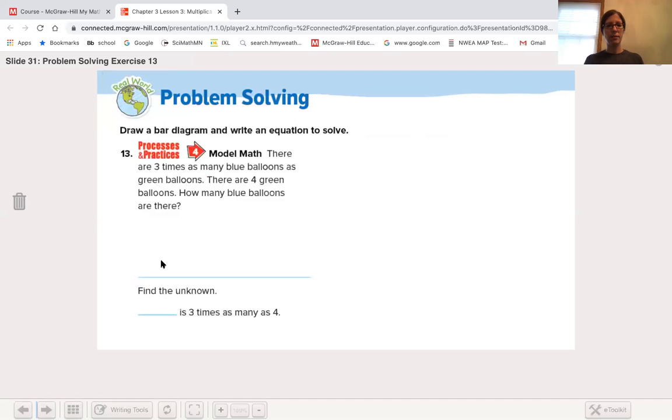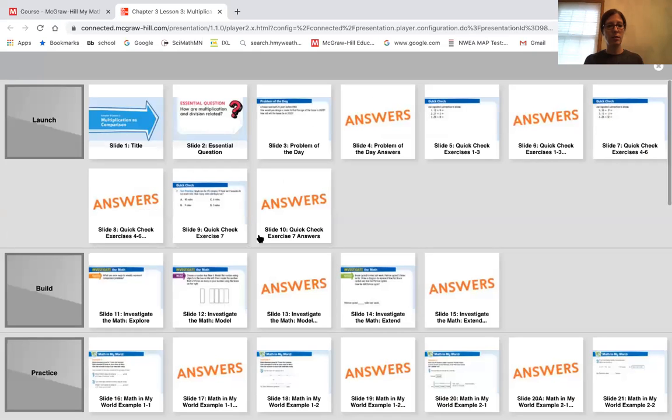All right, our problem solving question today. Draw a bar diagram and write an equation to solve. There are 3 times as many blue balloons as green balloons. There are 4 green balloons. How many blue balloons are there? Okay, so you're thinking in your head 3 times as many, and there's 4 green. So how many blue? So you're probably already thinking 3 times 4. So that can be our equation.